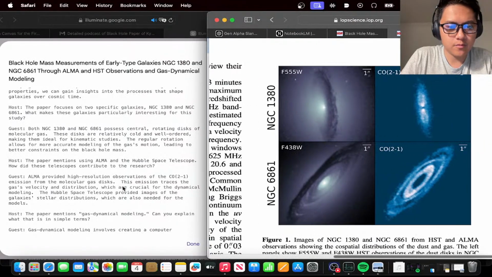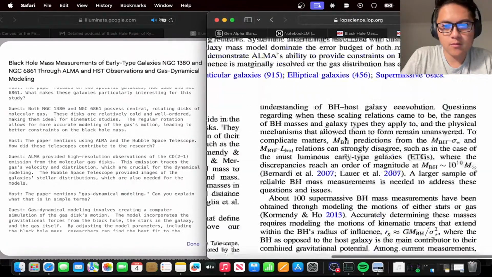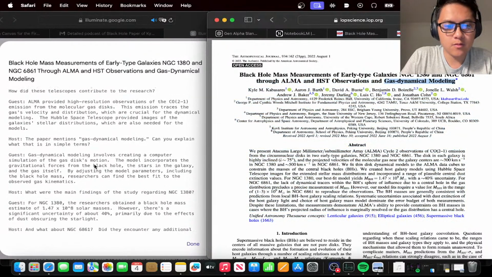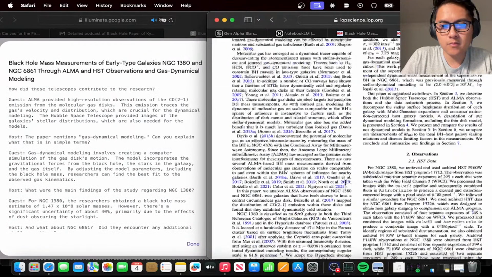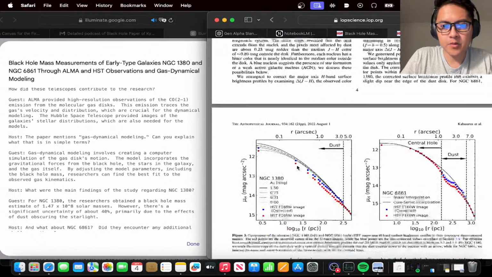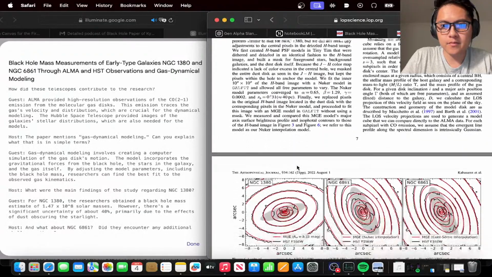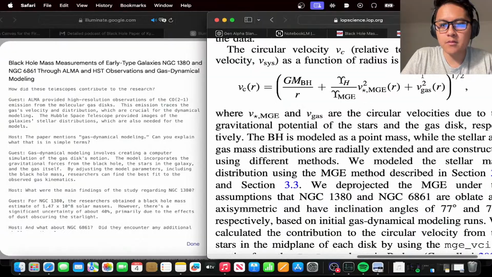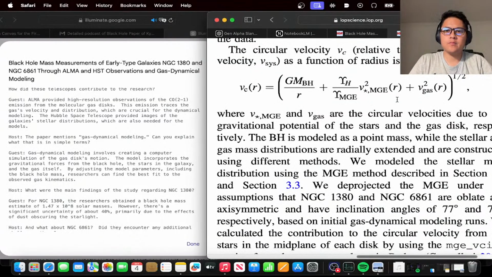The paper mentions gas dynamical modeling. Can you explain what that is in simple terms? Gas dynamical modeling involves creating a computer simulation of the gas disk's motion. The model incorporates the gravitational forces from the black hole, the stars in the galaxy, and the gas itself. By adjusting the model parameters, including the black hole mass, researchers can find the best fit to the observed gas kinematics.